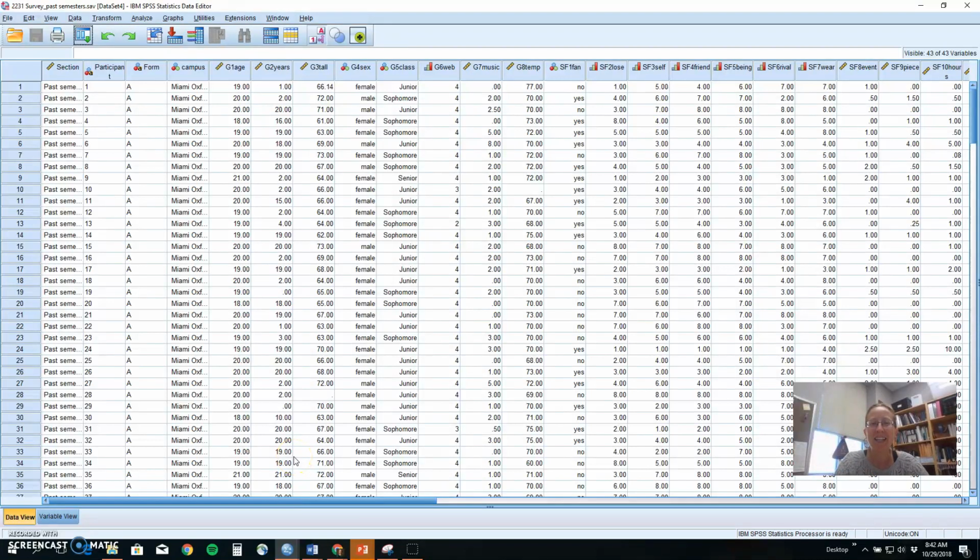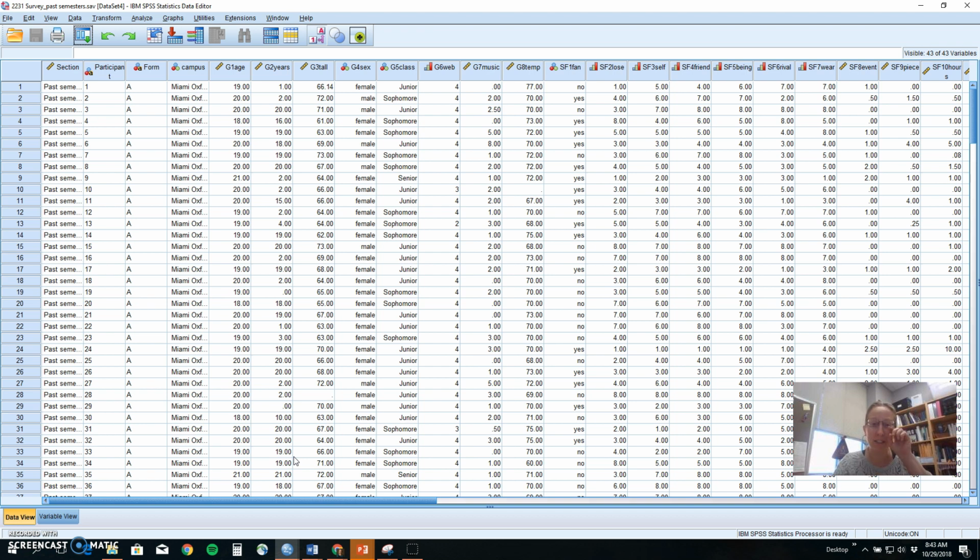Hello everyone. Today we're going to be looking at how to do a one sample t-test in SPSS. As a reminder, a one sample t-test is where we want to compare a sample to the population, and we know the population mean but not the standard deviation. If we knew the population mean and the population standard deviation, we could do a one sample z-test. But when that population standard deviation is missing, we would use a one sample t-test instead.